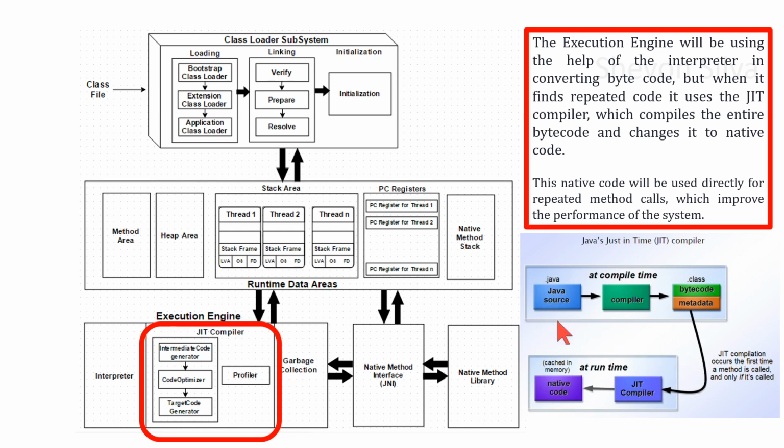Java source code is here. At compile time, bytecode is created after compilation, and JIT compilation occurs the first time a method is called, and only if it is called. And here the JIT compiler creates native code which is cached in memory for the repetition if needed.